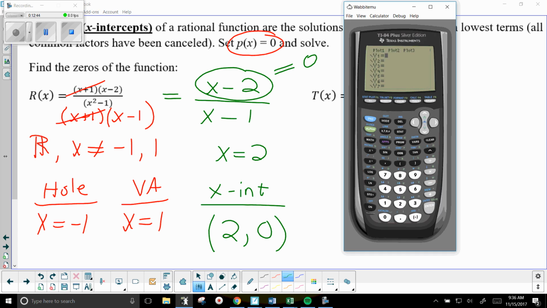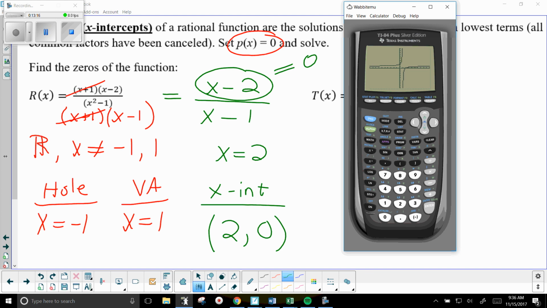Now, you don't have to do this, but look up here at least. Let's graph the original function. So I'll type it in. I'll insert a fraction, and then insert x plus 1, x minus 2, all over x squared minus 1. Graph. Does everyone see the vertical asymptote at 1? Yep, it's right here, right?